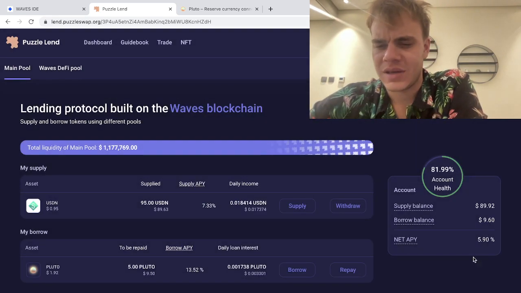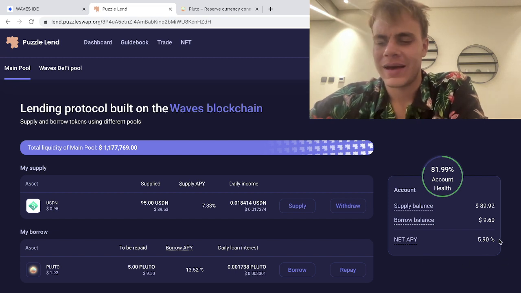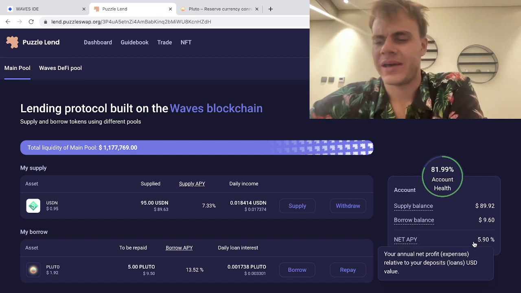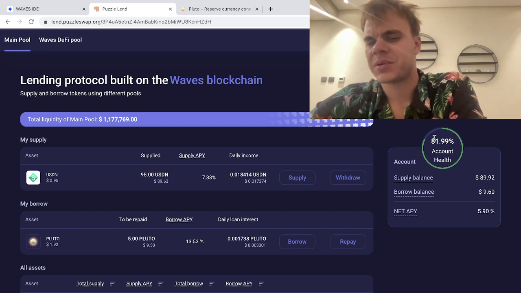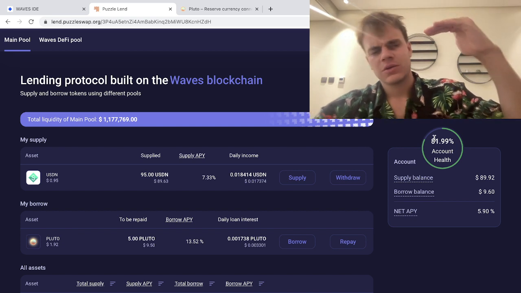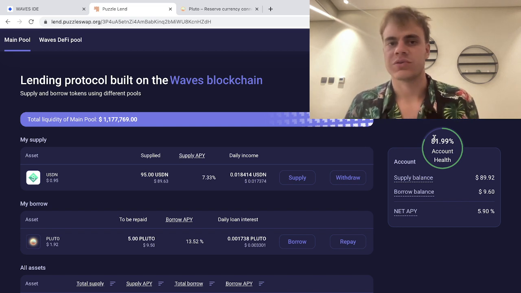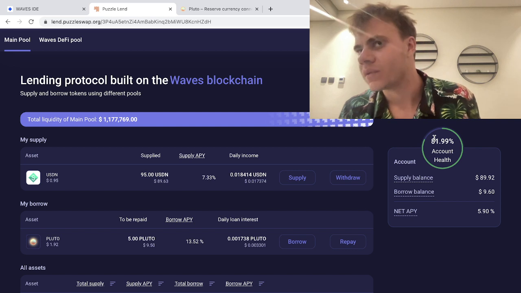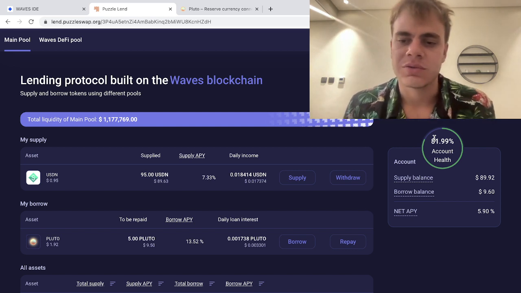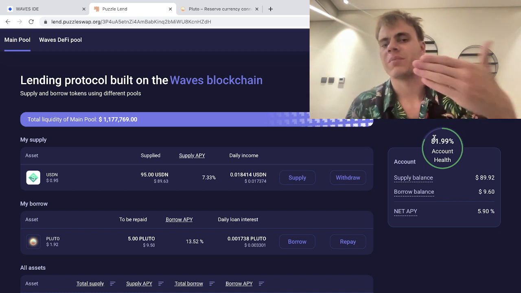At the same time, we see the net APY, after reducing the amount I pay for my borrowed amount. What is account health? Account health shows the proportion of your supply balance to borrow balance. If account health goes to zero, your account gets liquidated, because account health equal to zero usually means that you don't have enough supply balance to cover your borrow amount.